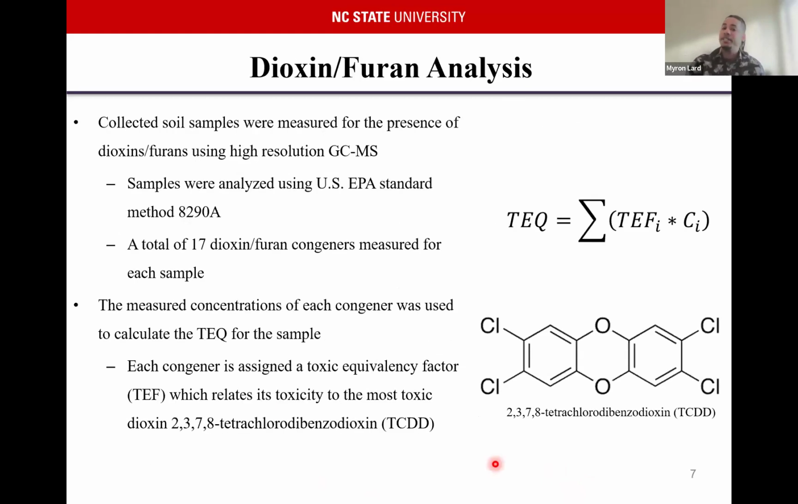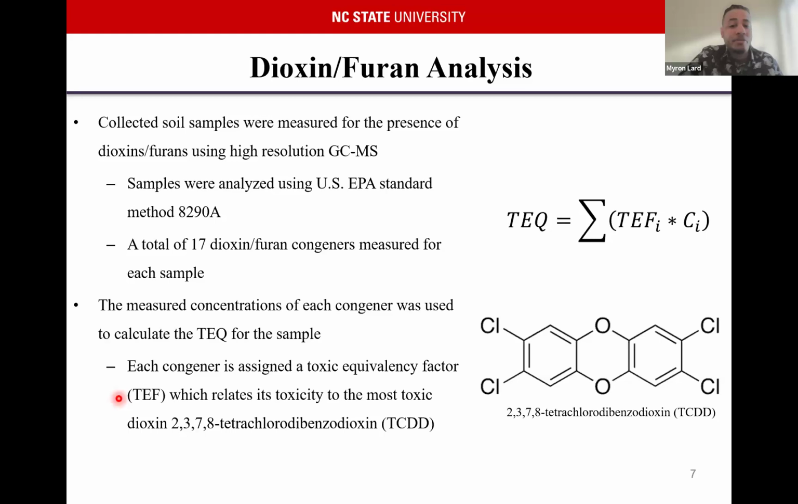The way we did our dioxin and furan analysis is by collecting the soil samples and then using high-resolution gas chromatography and mass spectrometry. We used the EPA standard method 8290A, and we measured for a total of 17 dioxin furan congeners. I have those at the end of the presentation if anyone is interested in the 17 that we measured.